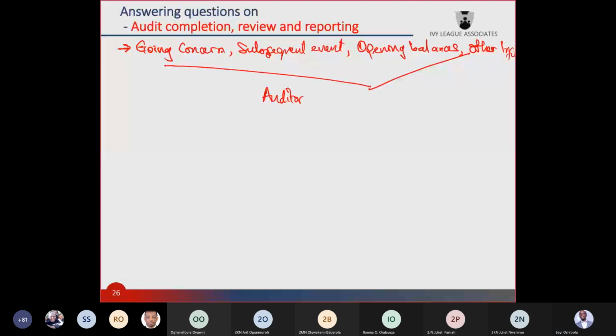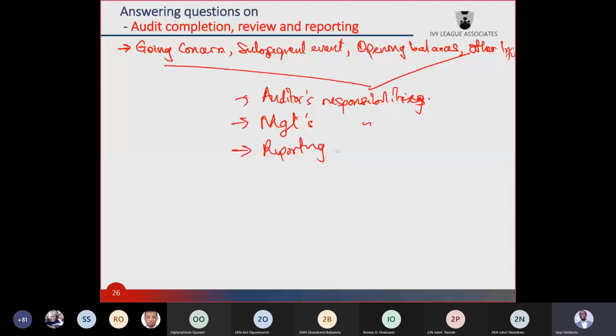Auditors' responsibilities, okay, management's responsibilities, and then reporting implication, even if you are sleeping in the sleep. Good.